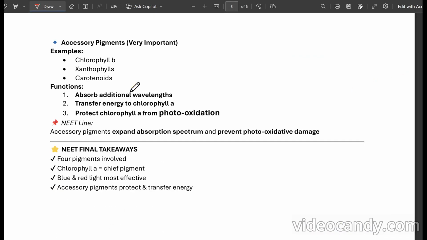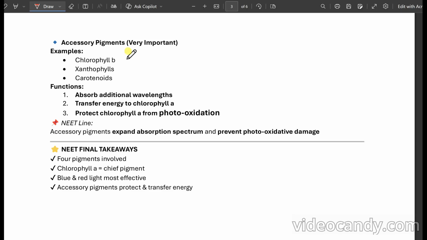So we already discussed chlorophyll A very well. As I told, other than chlorophyll A, the chloroplast also has other pigments. That's chlorophyll B, xanthophylls, and carotenoids. These three are called accessory pigments. So chlorophyll A is the chief pigment. These three are accessory pigments. Accessory pigments क्या करता है? It absorbs additional wavelengths. So chlorophyll A blue और red light में ज्यादा light absorb करता है.